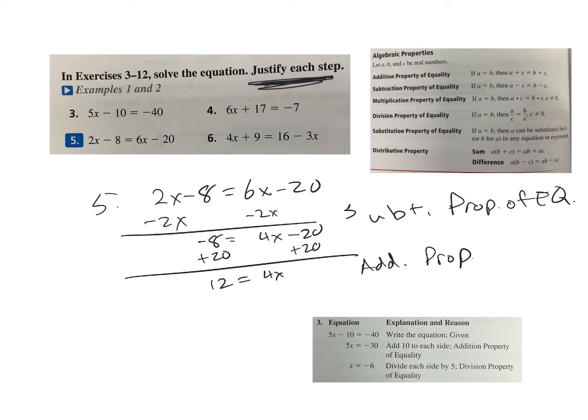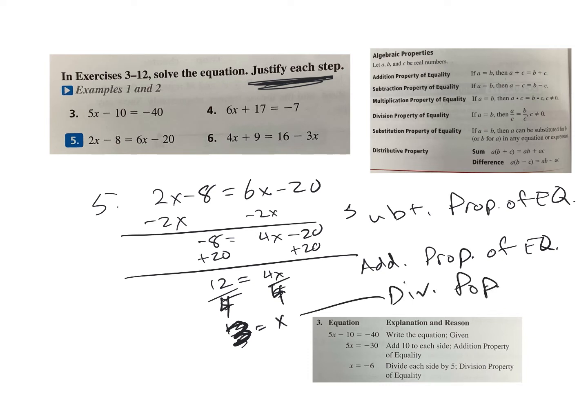Now you can do things in a different order. As long as you end up with the right answer, then you are good to go. So 12 divided by 4 equals x. So that's 3. The answer should be 3. And that was the division property of equality. And let's take a look at the answer for this one.